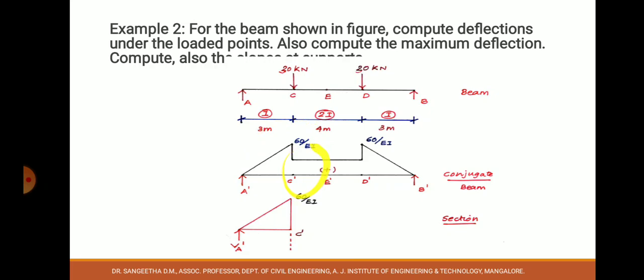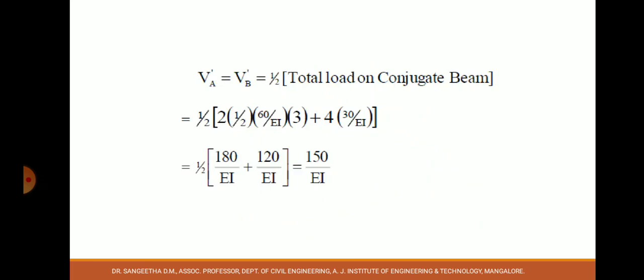But at point C dash, point C, there is a change in cross section, divide by 2, so 60 by 2 is 30. Again, when you come from B dash, at point D, 20 into 3 is 60. At D dash, it drops. So this is how your M by EI diagram for the conjugate beam is written.